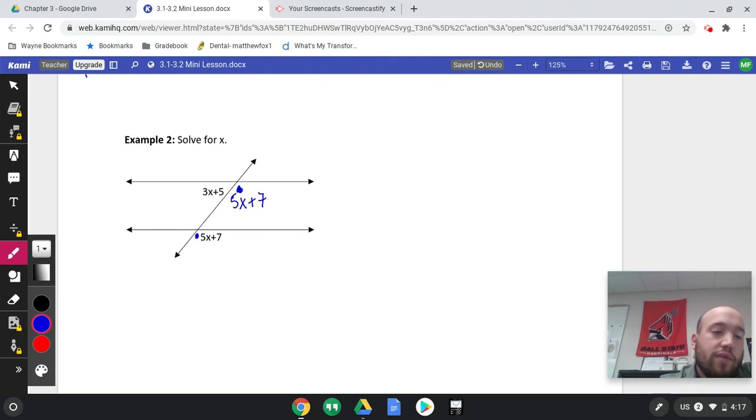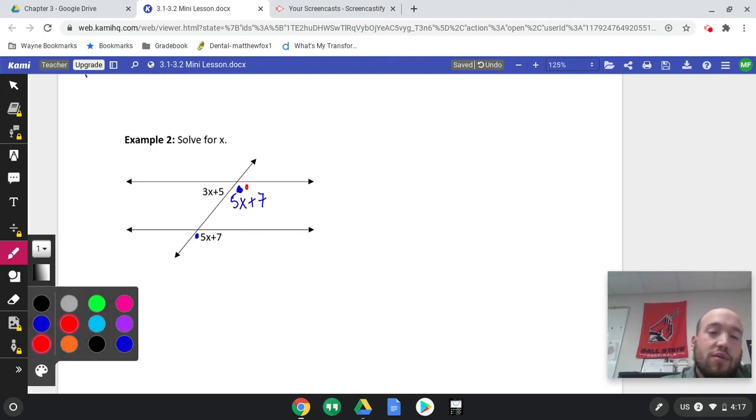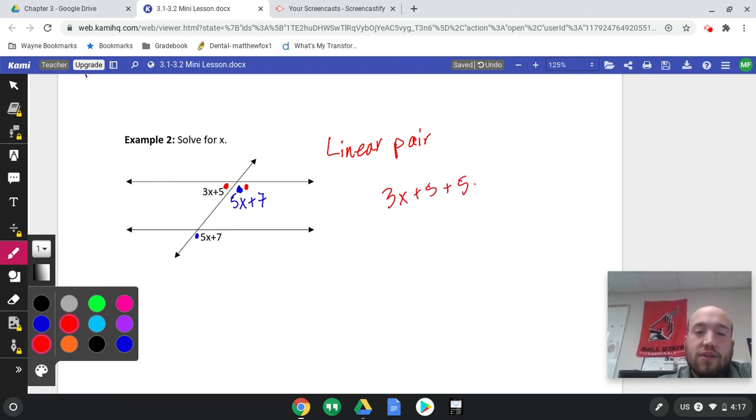So now, hopefully you can see the relationship here where I'm putting the red dots. These ones do have a name that we can call it. That is what we know as a linear pair. And linear pairs are supplementary, meaning 3x plus 5 plus 5x plus 7. Supplementary means they add up to 180.